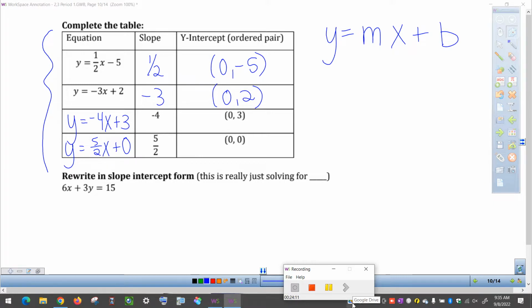All right, so the number that we see out in front of our x is always going to be our slope. So first we have a slope of 1/2. The number at the end is our y-intercept. So check to make sure that you have these written as ordered pairs. Notice how the x value is 0 for all the ordered pairs. That minus sign in front of the 5 just means the y-intercept is -5.